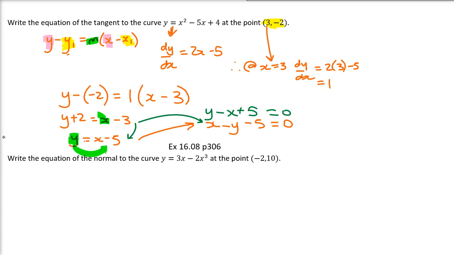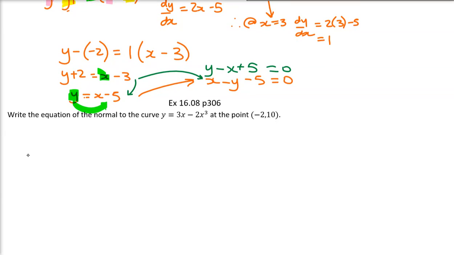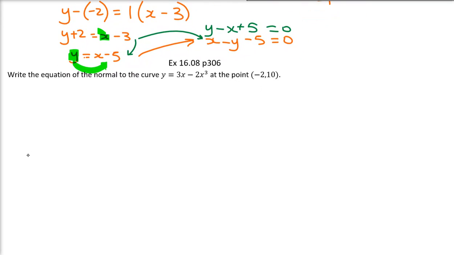Okay. But in your exams, rather than asking you for a tangent, they'll ask you for the normal. So how would you do that? Yeah, exactly. You find the gradient of the tangent. And then the gradient of the normal is just negative 1 over that gradient of the tangent. And that's basically that one step harder. Which, to be fair, isn't that much harder.